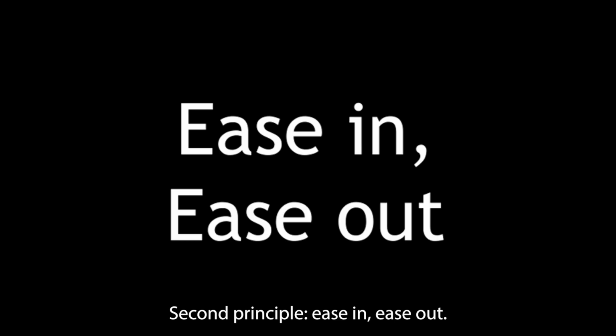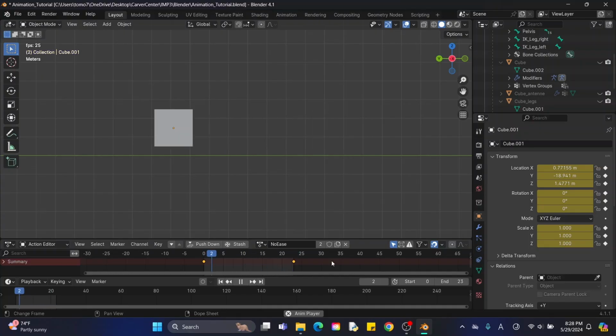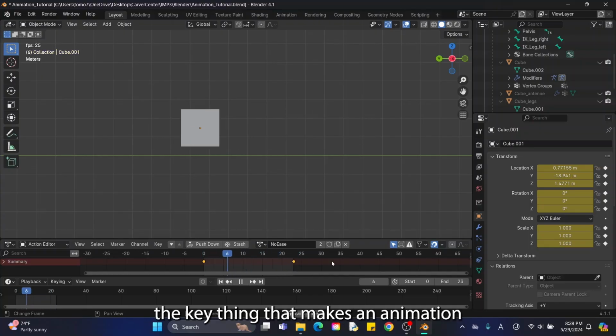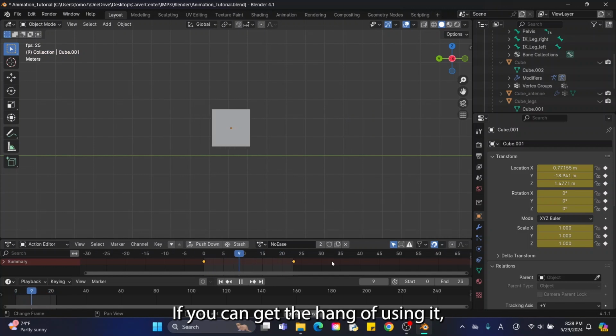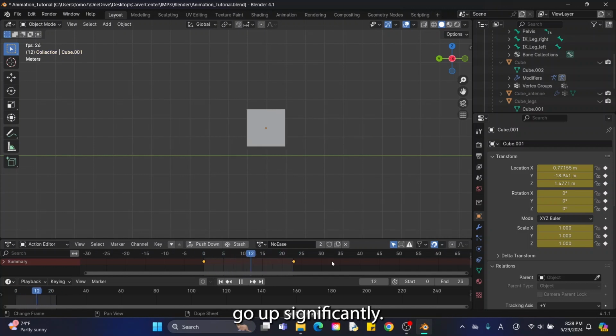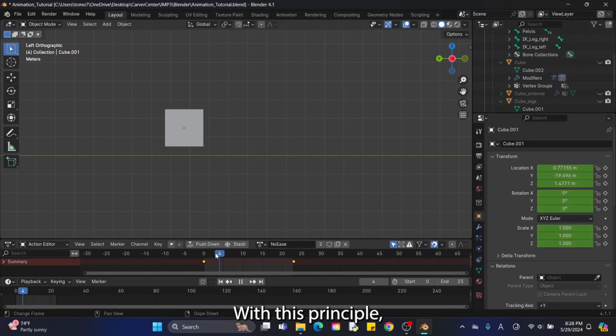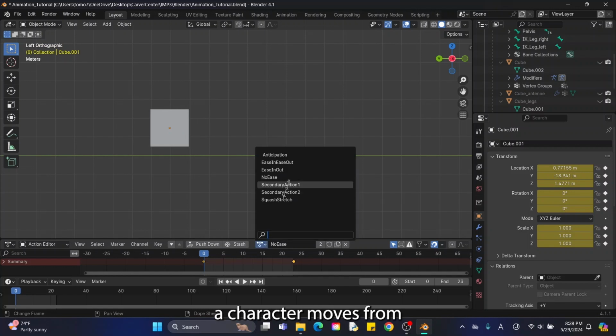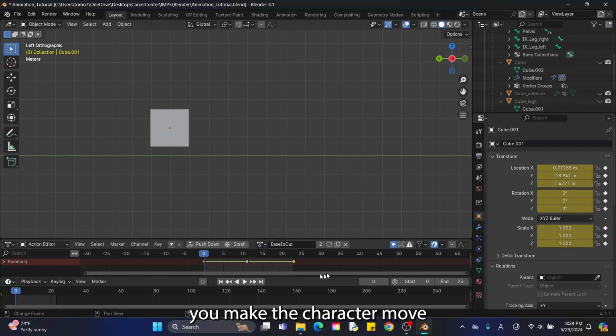Second principle, ease in, ease out. Ease in, ease out is arguably the key thing that makes an animation look natural. If you can get the hang of using it, your animation skills go up significantly. With this principle, instead of evenly spacing out the distance a character moves from one pose to another, you make the character move slower at the start and end of their movement.